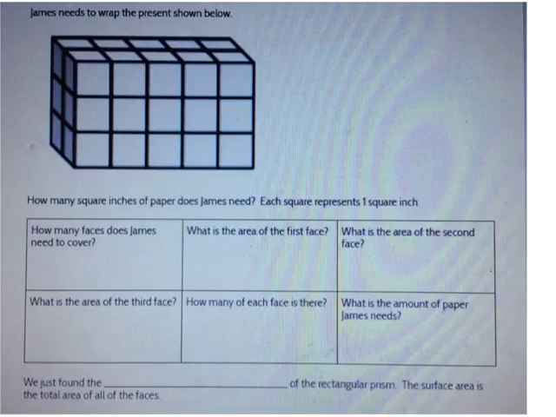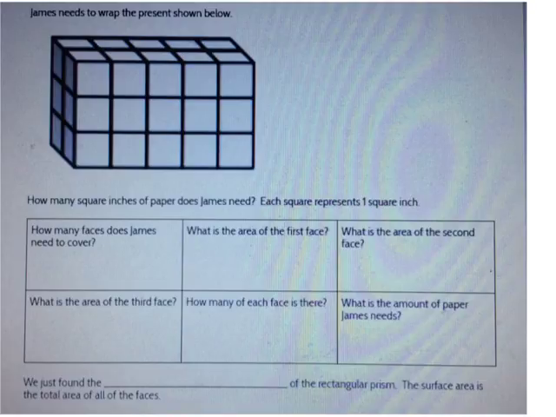Now imagine James needs to wrap a three-dimensional shape in paper. How many square inches of paper does James need this time? First, let's think about this rectangular prism as a box. How many faces will James need to cover? A face is any side of the three-dimensional object. So here's a face, here's a face, here's a face. How many faces does James need to cover?